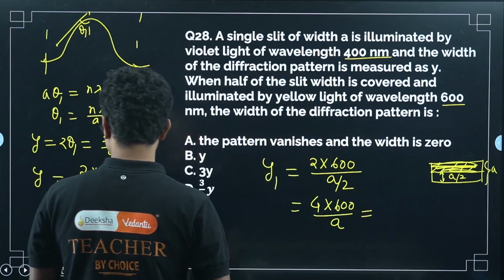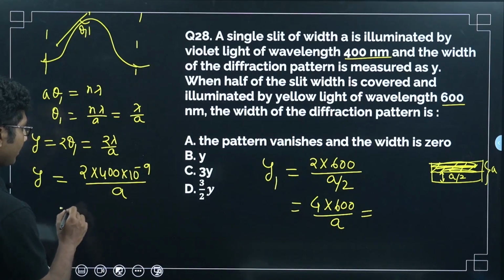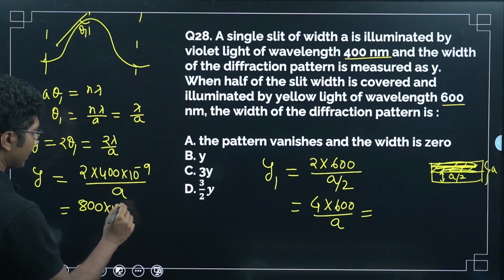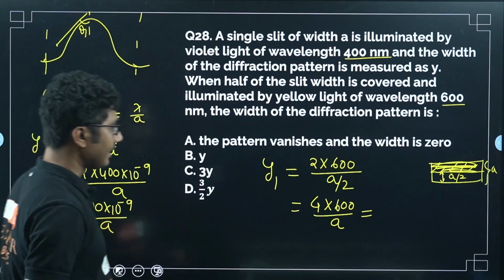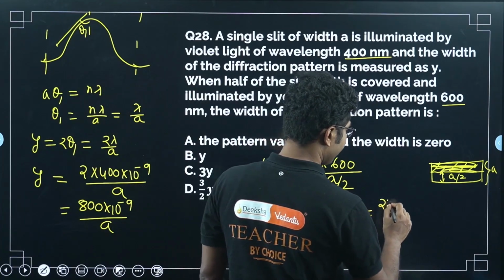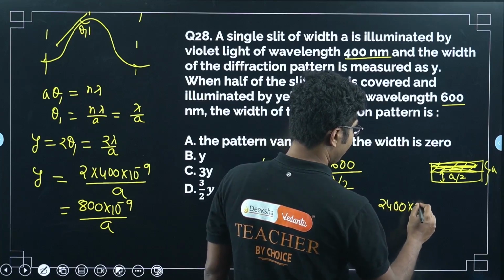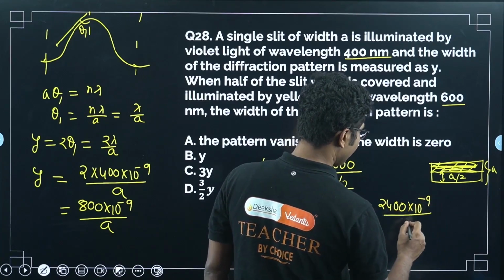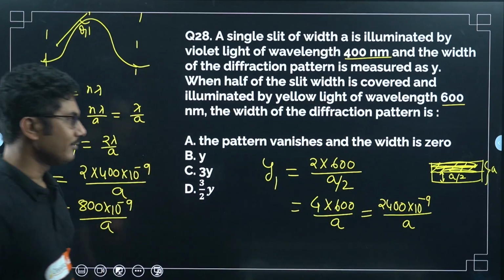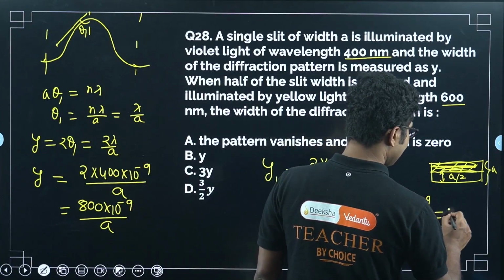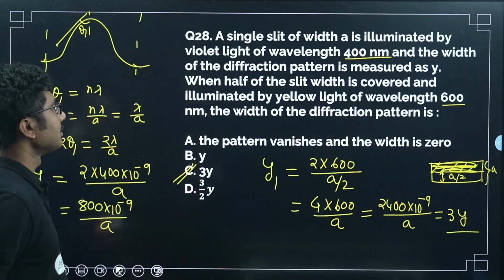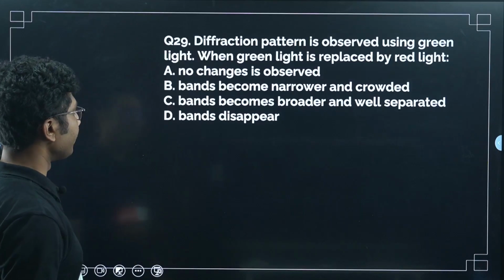Now if you calculate here, it will be 4 times 600, which is 2400 times 10 to the power of minus 9. Why 10 to the power of minus 9? Because it is in nanometers, right? Divided by A. So if you see, 3 times 8 is 24, so this is nothing but 3y. So 3y is the correct answer. A little tricky but solvable.